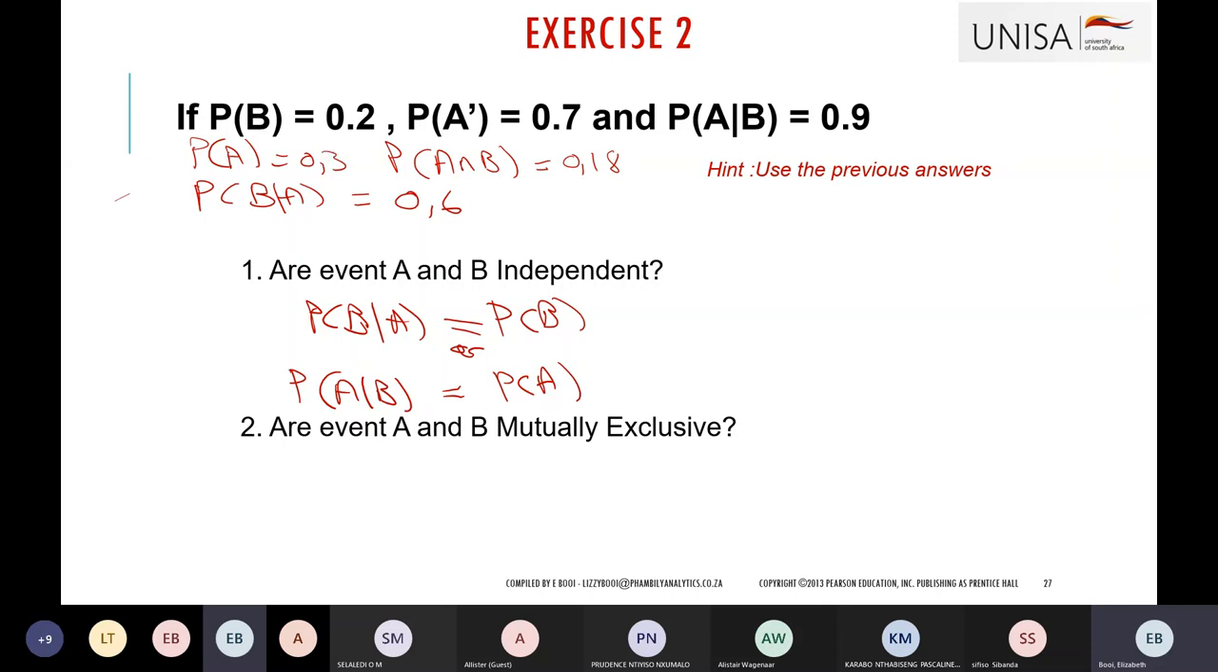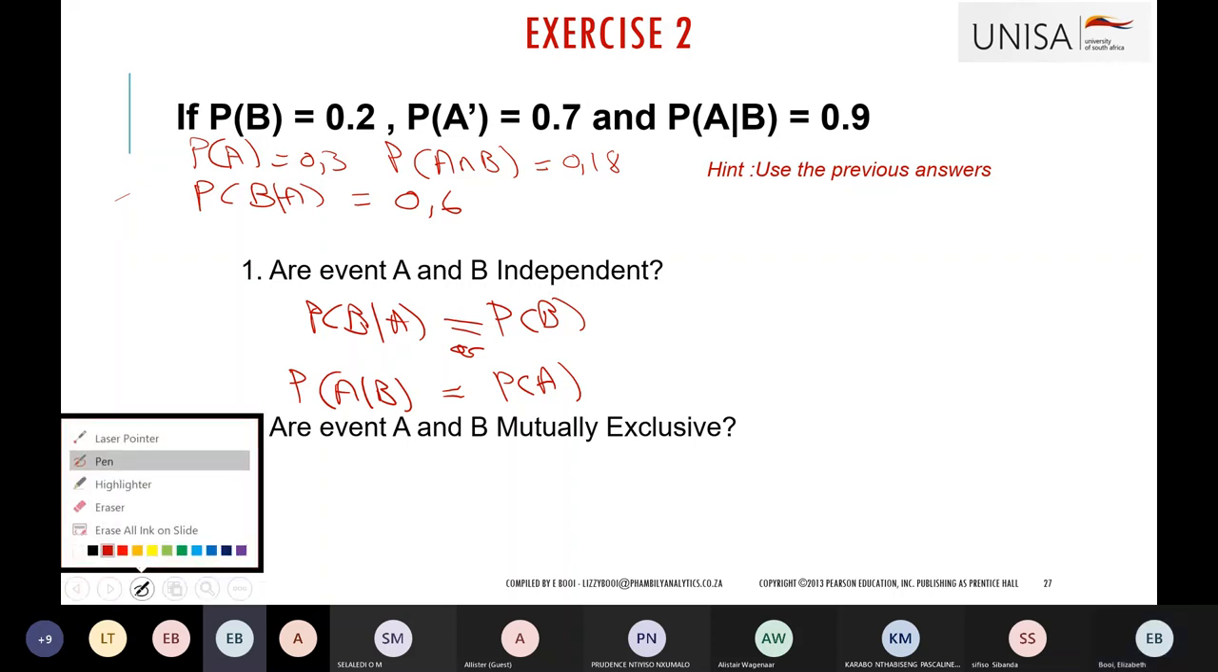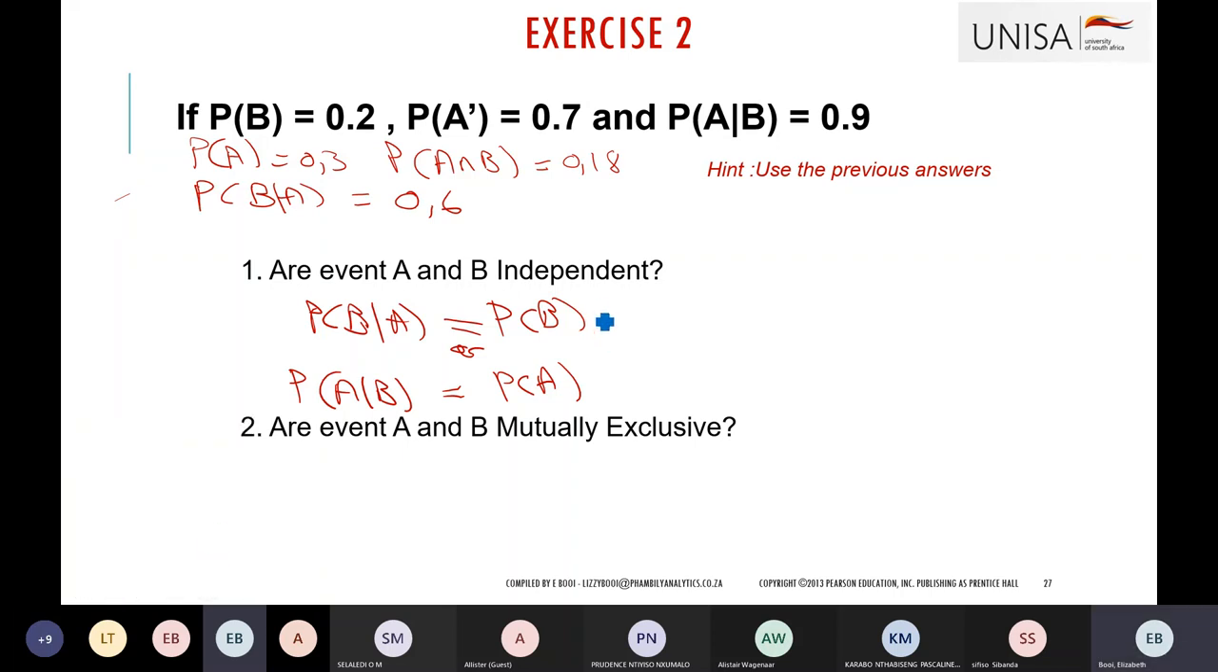So we already have the answers here, so we can just check. We can check the first one. What is the probability of B given A? The probability of B given A is 0.6. Is it equal to the probability of B? My probability of B is 0.2. Are they equal? They are not. And then that is your answer.